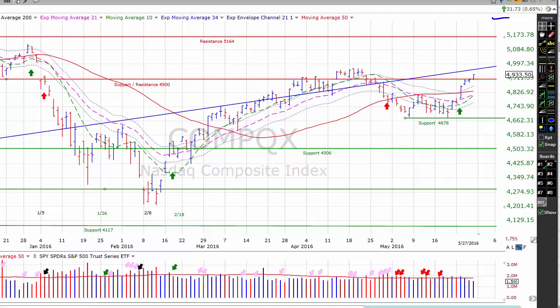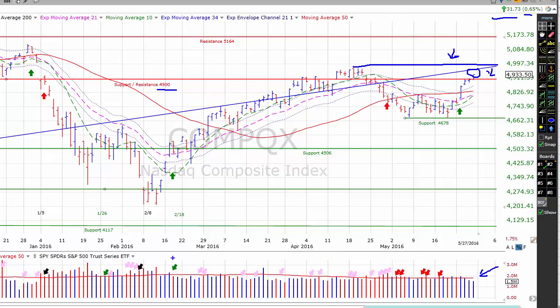Okay, on Friday, the NASDAQ Composite was up 31.73 points, or 0.65%. Notice how we took out resistance right here in the 4900 area, and we closed right at the top of the daily trading range. That was bullish. We now look at this area of minor resistance right here just below the 5,000 level, and we'll see if we can take that area out in this coming week. Trading volume, as you'd expect on the day before a holiday weekend, was very light.